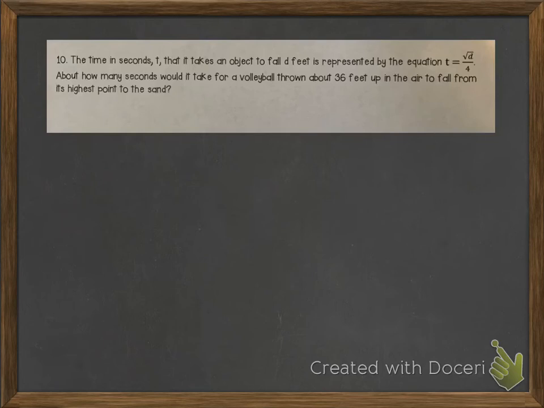Here is a problem that just involves solving. I just want to see how we use rational numbers in real life problems. So the time in seconds, so that means that t equals seconds, it takes for an object to fall d feet, that means d equals feet, is represented by the equation t equals the square root of d over 4.